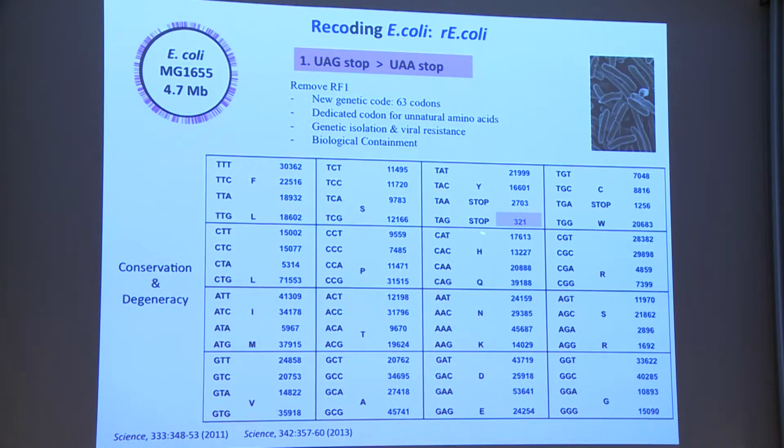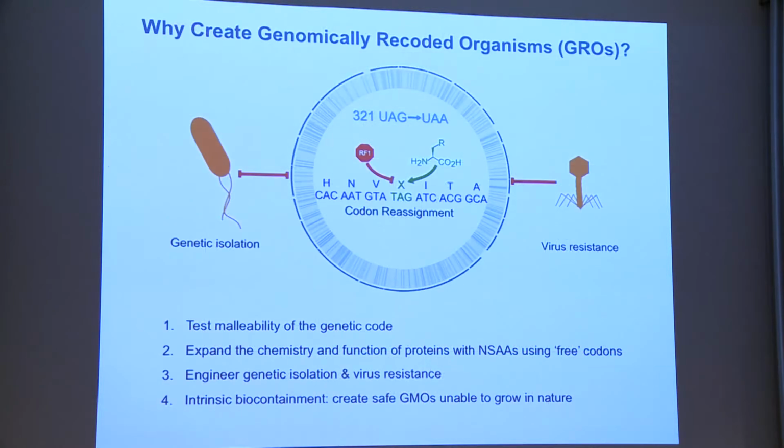And the specific experiment that we first did was to basically try to eliminate TAG by reassigning it to the synonymous TAA across the whole genome, creating an organism that's got 63 codons and has eliminated TAG from its genetic code. So you might be thinking, why would we want to be doing this? There's a number of key reasons why.